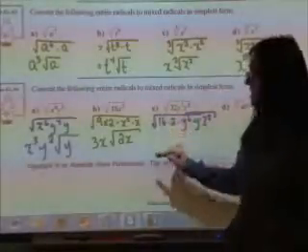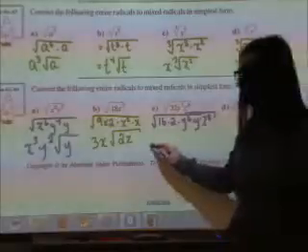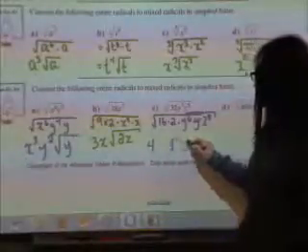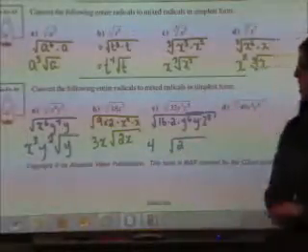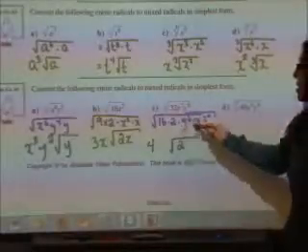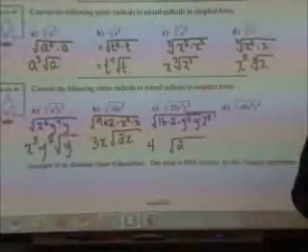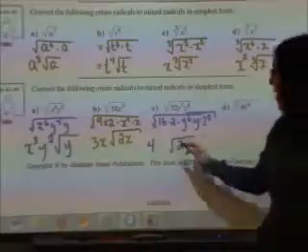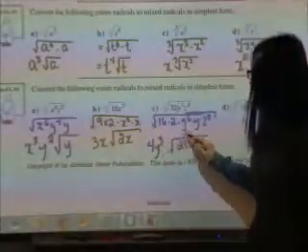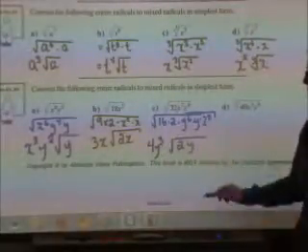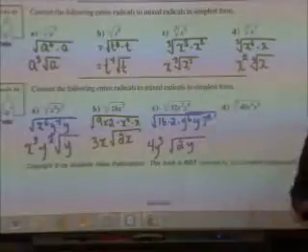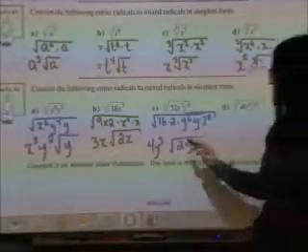So square root of 16. And the 2 is going to stay underneath the radical sign. Square root of y to the power of 6, y to the power of 3. This y is going to stay underneath. And the square root of z to the power of 8, z to the power of 4.